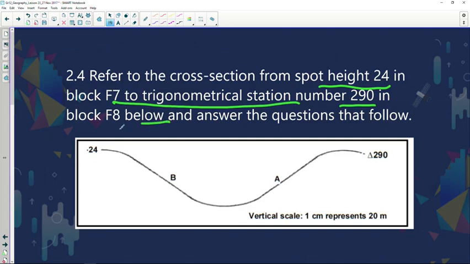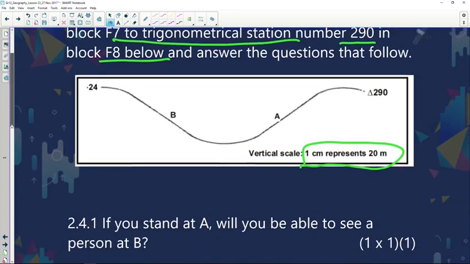And where do you find those places? Because they give you the keys. That's from the topographical map. So we know the scale is 1 to 50,000. And the vertical scale is 1 centimeter represents 20 meters. Now let's quickly go and have a look.